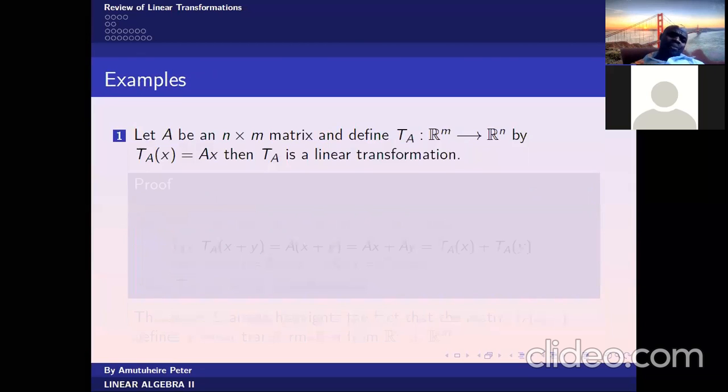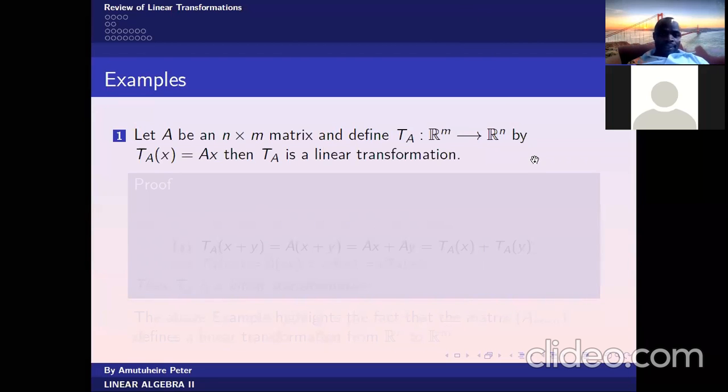Okay, so next we look at examples. We want to look at some examples of maps that are linear transformations. So the first example, we are looking at A being an n by m matrix, and we want to define TA to be Rm to Rn. So this is a vector space. In linear algebra 1, we proved that R is a vector space. So Rm is an m-dimensional vector space, and then Rn is an n-dimensional vector space.